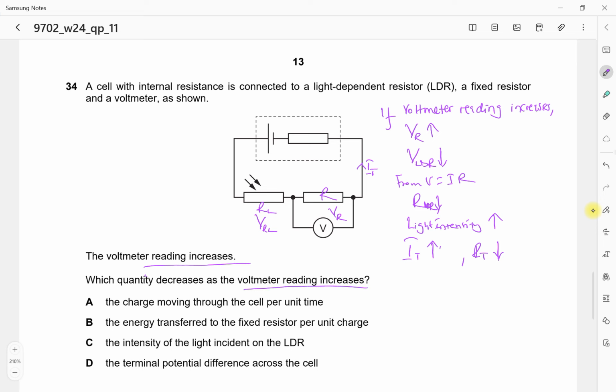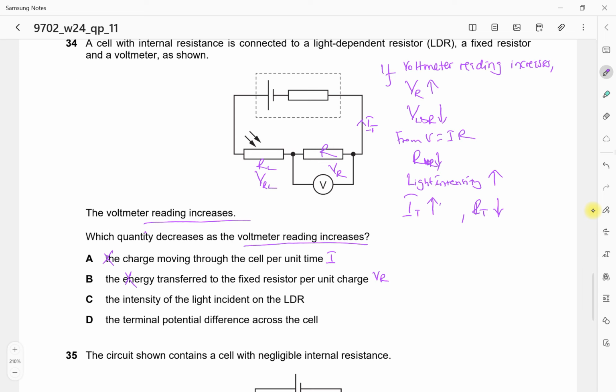So which quantity decreases as the voltmeter reading increases? 1. The charge moving through the cell per unit time, that is the current. We have said the total current increases, so this statement is not correct. The energy transferred to the fixed resistor per unit charge, that is the PD across R, which has actually increased. So this statement is a contradiction. The intensity of the light incident on the LDR. We have seen that the light intensity increases, so this one is also not true.